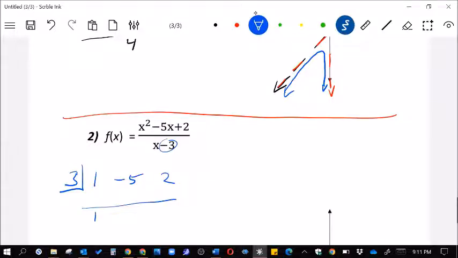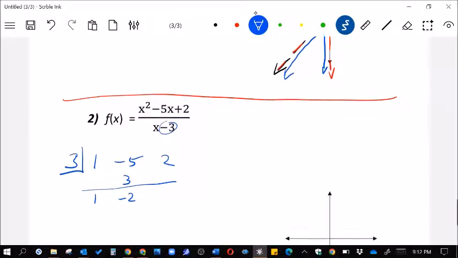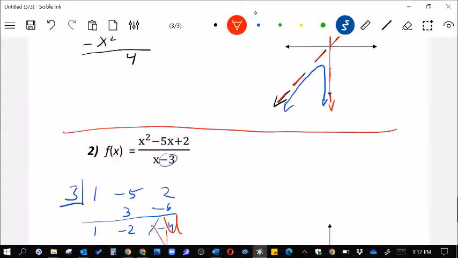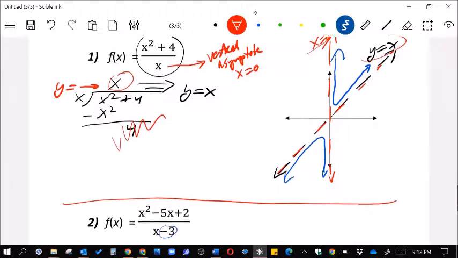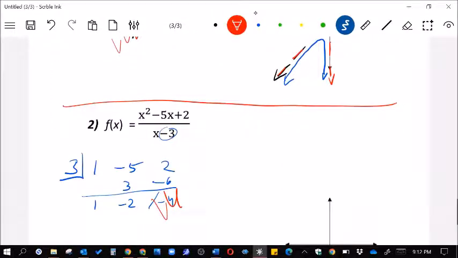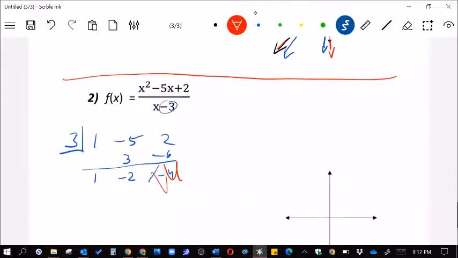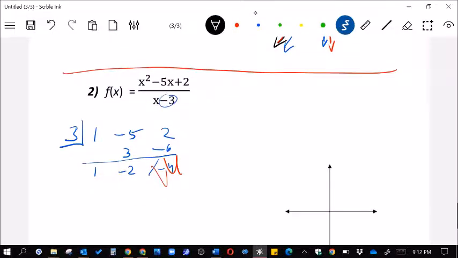So bring the 1 down. 3 times 1 is 3. Minus 5, that's minus 2. 3 times negative 2 is negative 6. That's negative 4. But you know what? This just doesn't matter. Here's the thing. Back up here, I got the 4, and I just said stop. And I only use this because in doing slant asymptotes, you just throw away any remainder. You just don't need it. It's useful algebraically, but it's not needed for graphing of this.